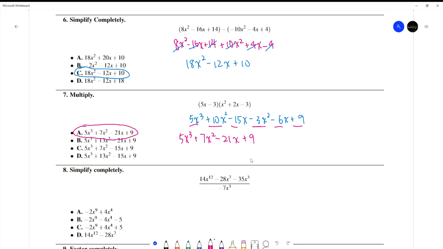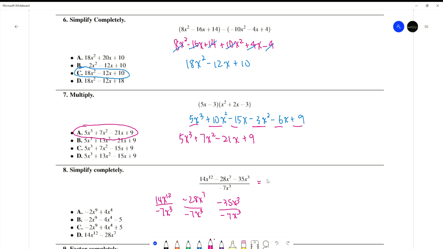Okay, number 8. Remember when you divide by a monomial, you just divide that into every single term of the numerator. So we have 14x squared over negative 7x cubed, negative 28x seventh over negative 7x cubed, minus negative 35x cubed over negative 7x cubed.